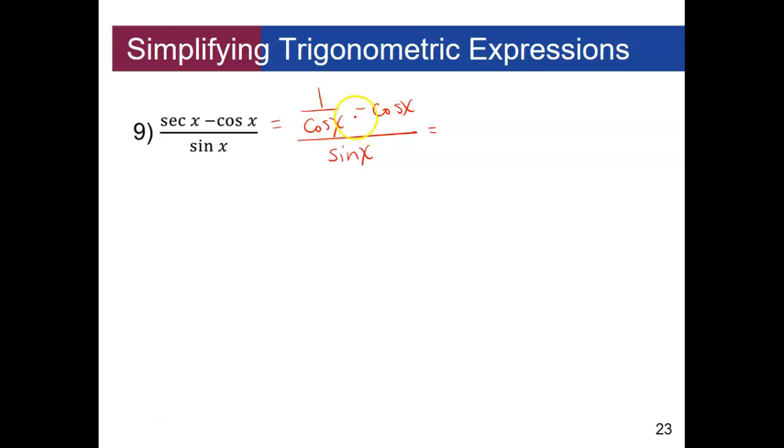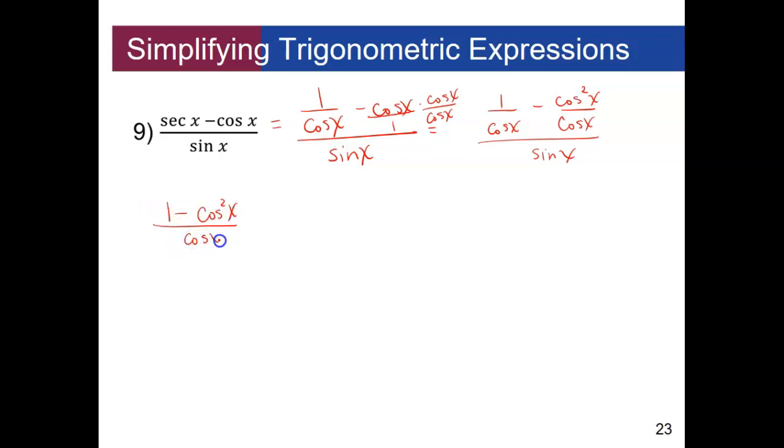I'm going to get common denominators here. So that means that this has to be multiplied by cosine of x over cosine of x. So I'm going to have 1 over cosine of x minus cosine squared over cosine x. And then all that is still over sine of x. Okay, I'm going to combine these two together. So I'll have 1 minus cosine squared x over cosine of x, just combining these two with a common denominator together. And then that's over sine of x. So I'm just dragging this sine of x along for right now. I'm not really doing anything with that.